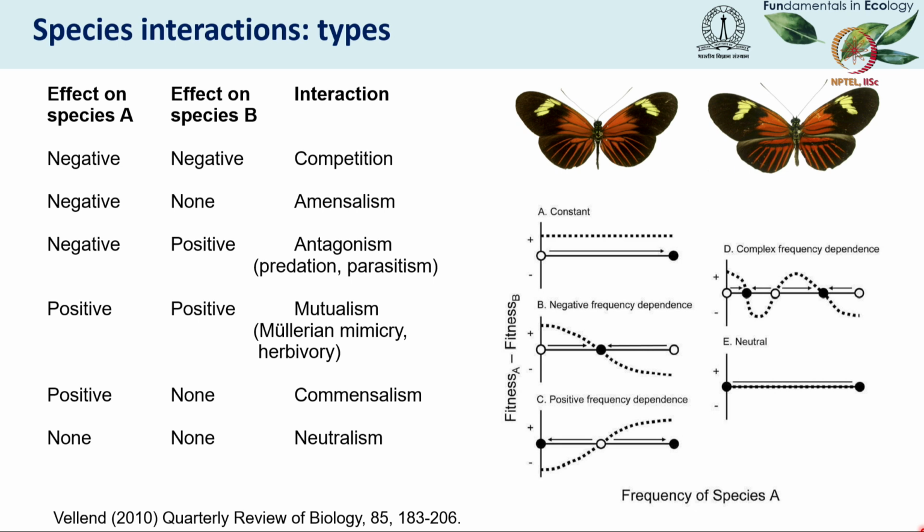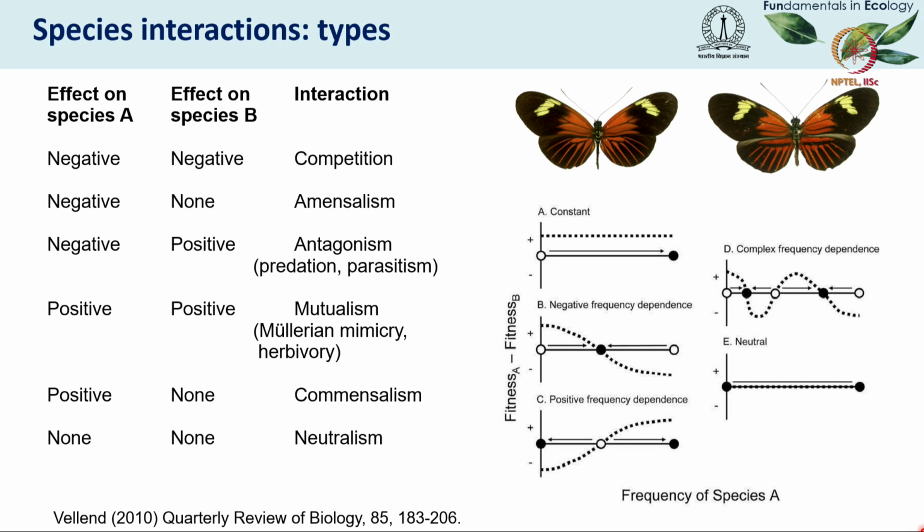Where you have the opposite of amensalism. Amensalism is where one species has a negative impact on the other and the other species has no impact on the first. In a commensalism, you have a positive impact of species A on B, but no effect on the other species. This is called a commensalism.